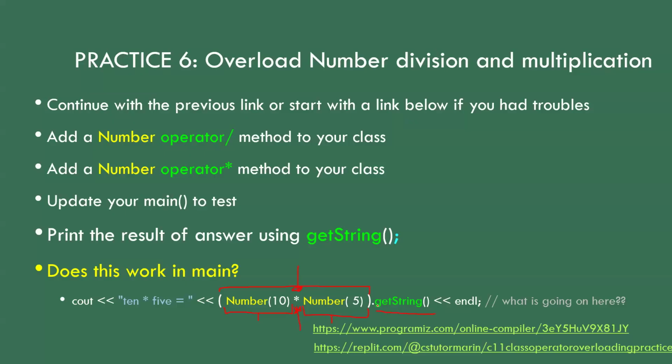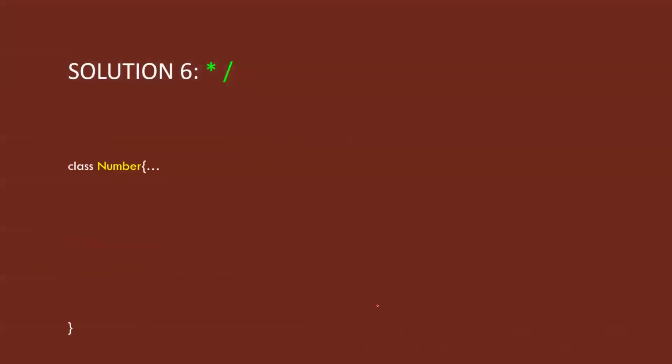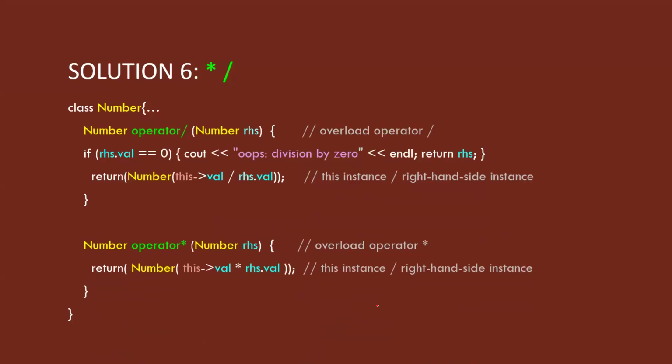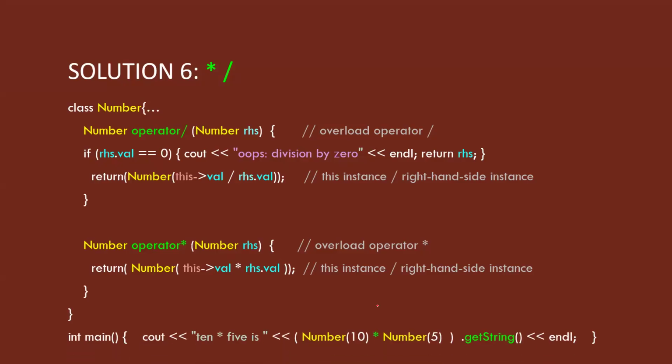Questions on that one? Okay, cool, cruising right along, okay. So there's our solution, right, for the division and the multiplication. Super easy once you kind of know the pattern, okay? There's our main thing, okay?